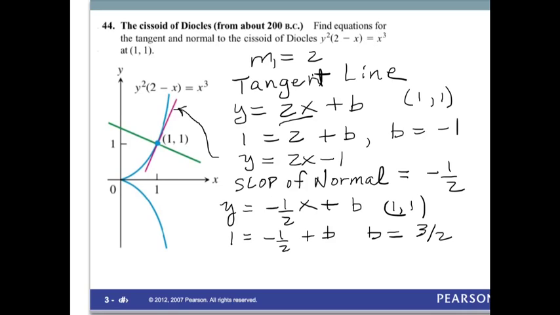So the equation of the normal line will be y equals minus x over 2 plus 3/2. And of course, that's this line right here.